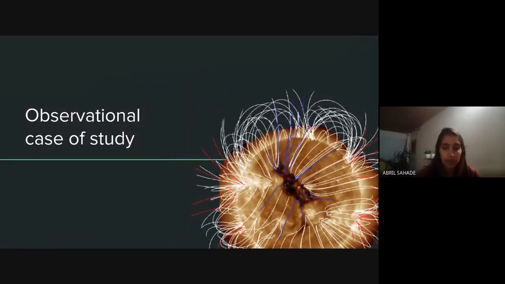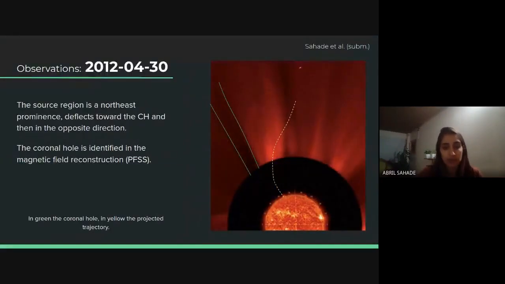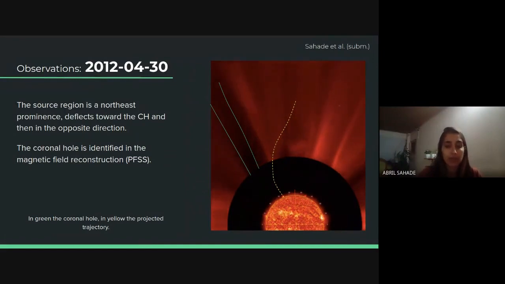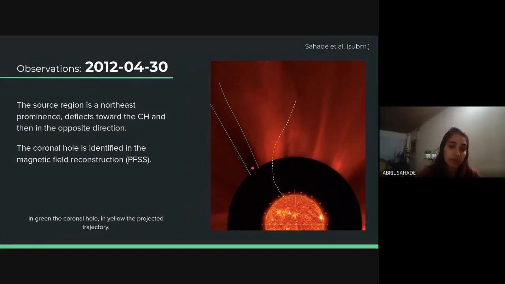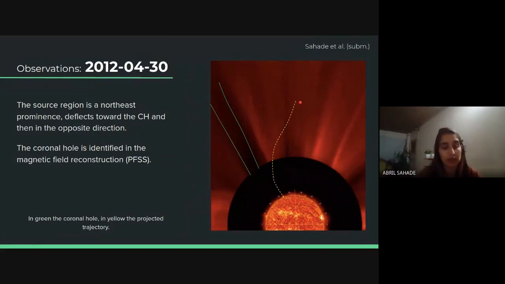Well, I mentioned that coronal holes usually act as magnetic walls and deflect away the CMEs, but there are some observational studies that show the opposite. Well, we found one case where, as we see in the GIF, the prominence material first goes towards the coronal hole, and after it deflects away from it.